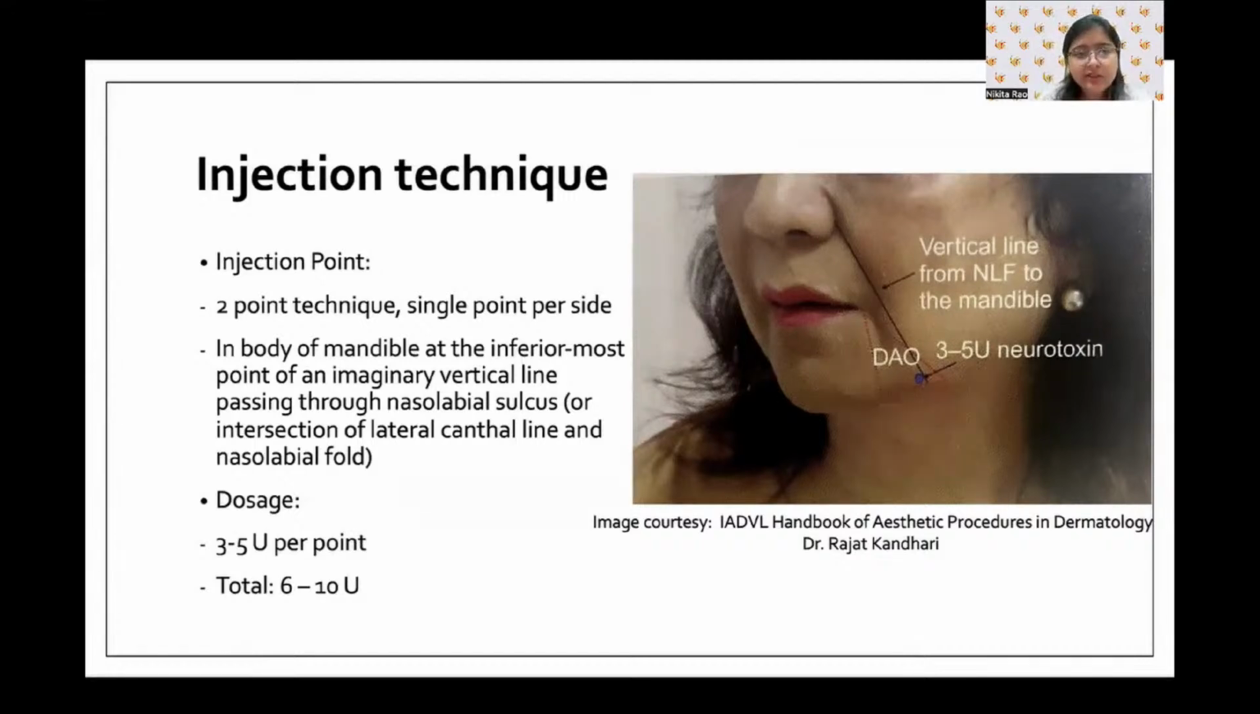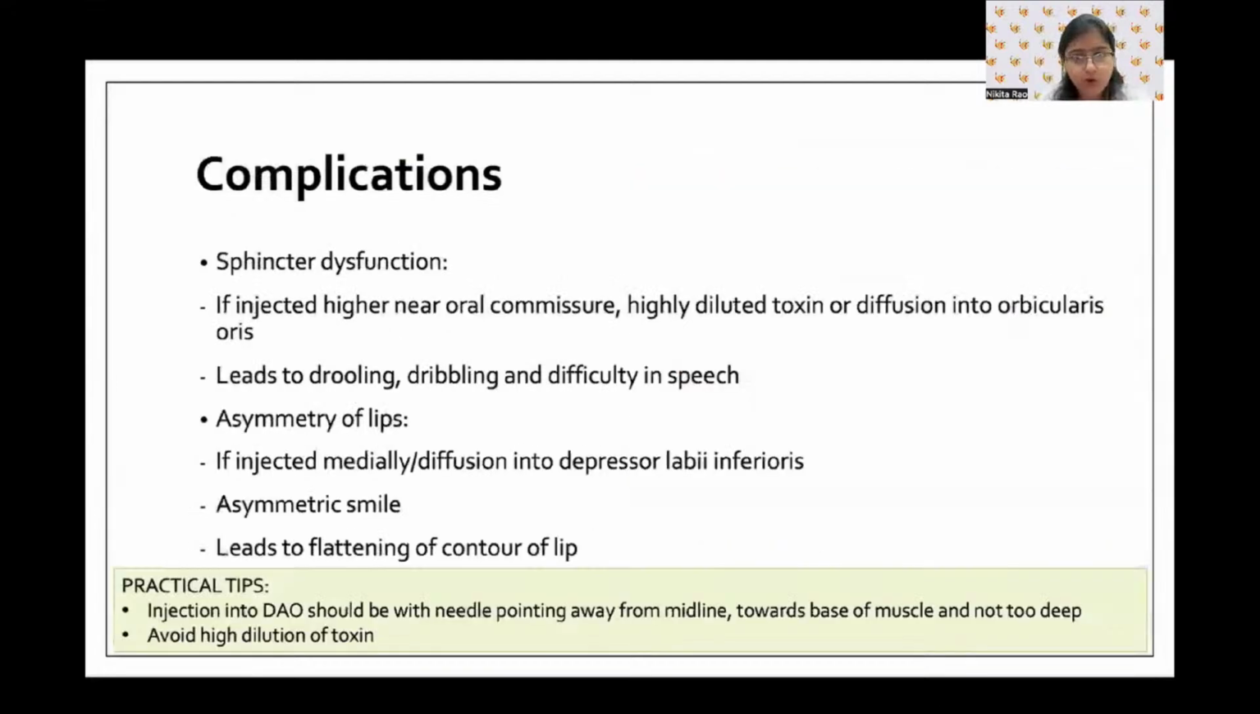The dosage is given at 3 to 5 units per point, a total of 6 to 10 units of neurotoxin. Complications can again be sphincteric dysfunction if injected higher near the oral commissure, or due to highly diluted toxin or diffusion into the orbicularis oris, or asymmetry of lips.